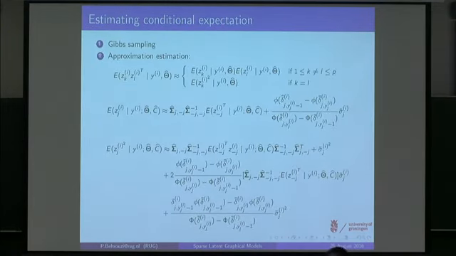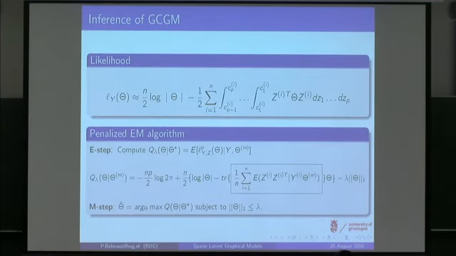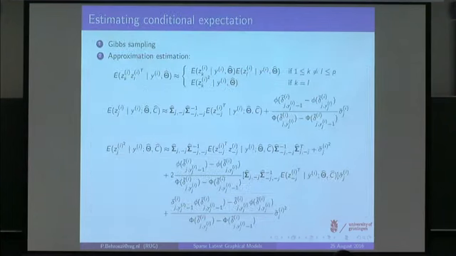I'm not going to talk about the formulas at all, just the detail. For Gibbs sampling, the idea is simple. We sample from a truncated multivariate normal distribution, and then we calculate the expectation from our Gibbs samples.